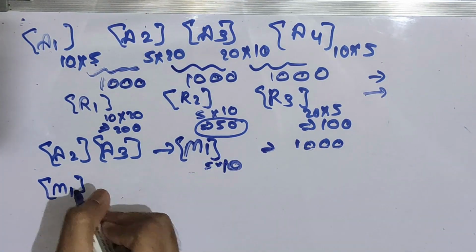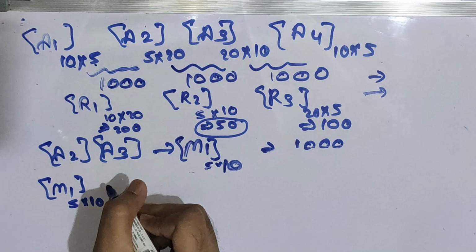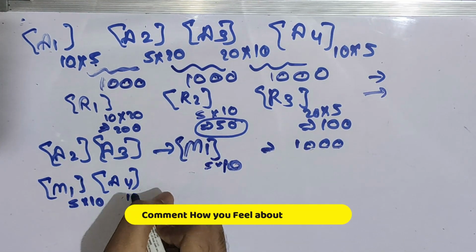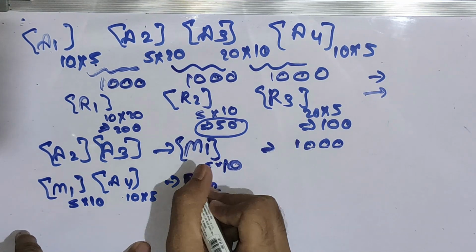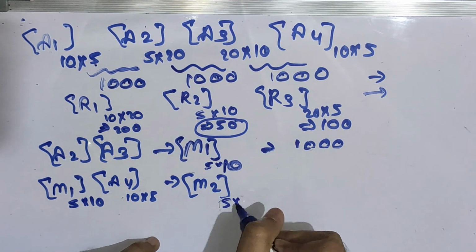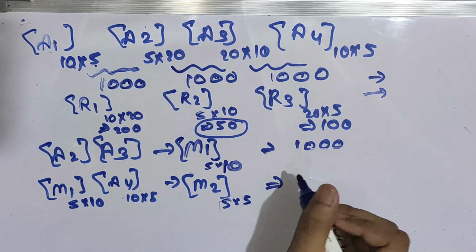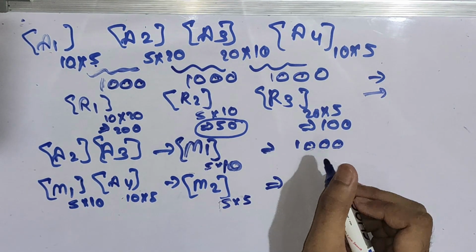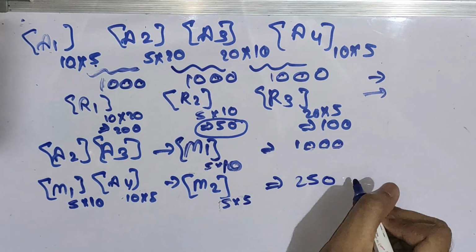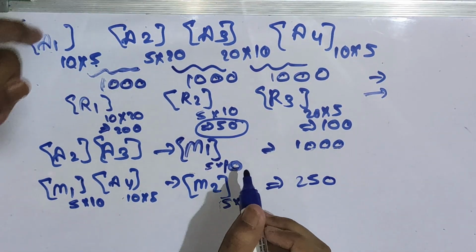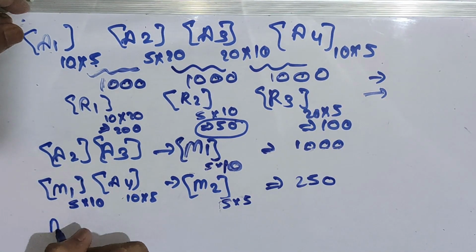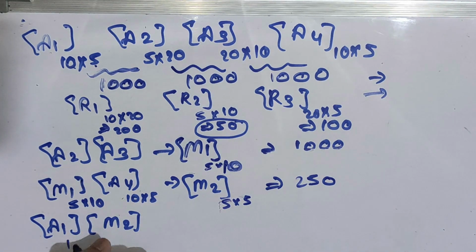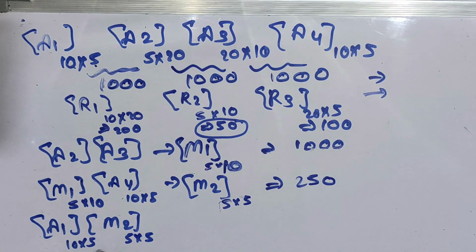M1 is of 5 by 10 and A4 is of 10 by 5, and if we multiply these two matrices, we will get the resultant matrix, let's say M2, with the dimension 5 by 5, and the matrix multiplication will have the total number of scalar multiplications as 5 into 10 into 5, 50 into 5, 250. Now we have this M2 matrix and the only matrix remaining is A1. So if we multiply this M2 with A1, we will get 10 by 5, 5 by 5.